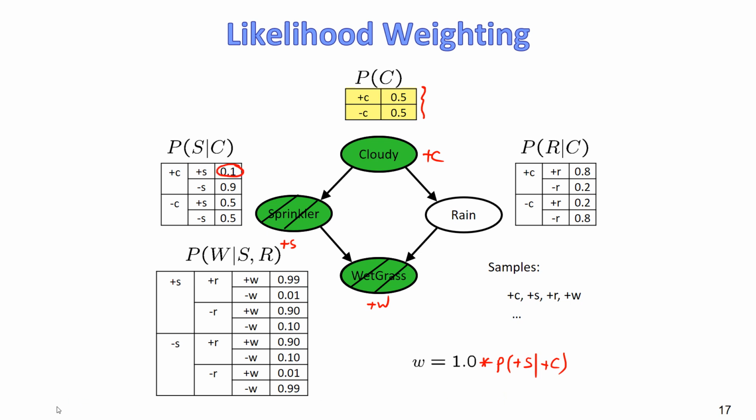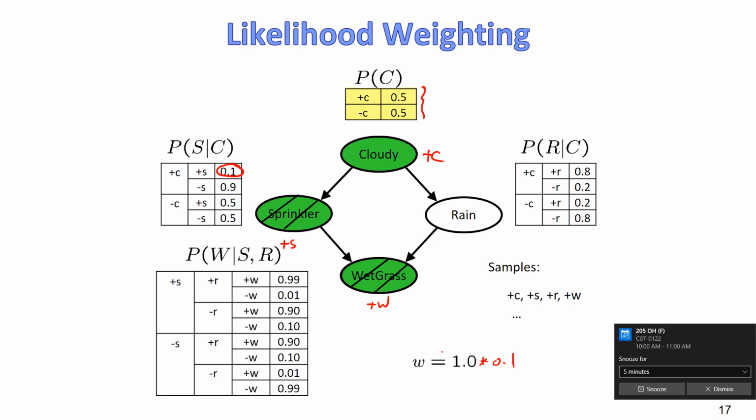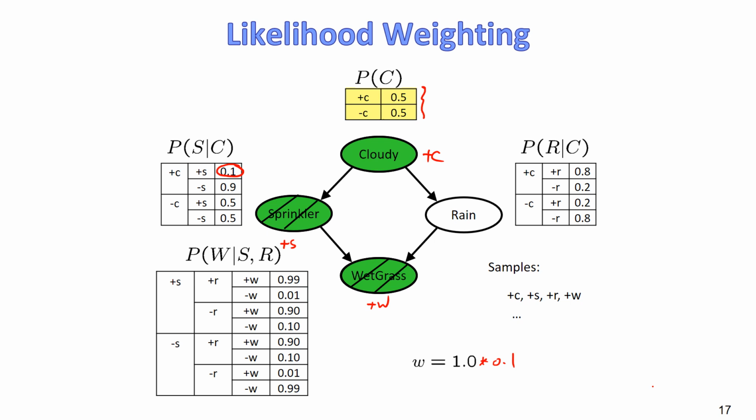So we will erase it and put multiplied by 0.1. Okay, so that's so far the weight of the sample. We didn't finish yet. The weight will be finished by going through all variables, and we didn't get through all variables yet. Okay, so that's sprinkler. Now we switch to rain.